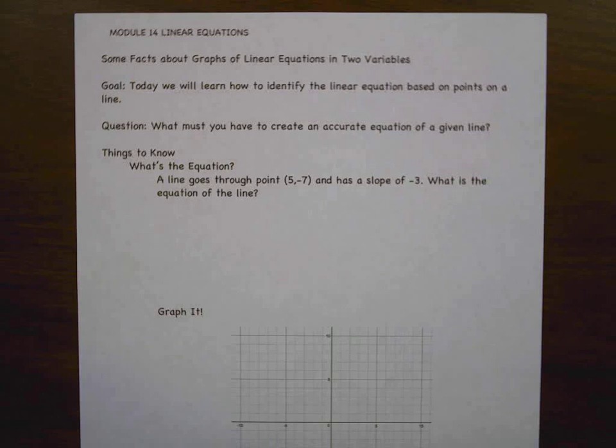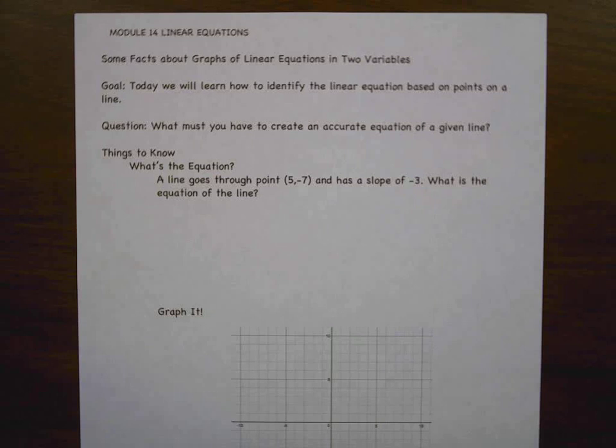This is lesson 21, and it is called Some Facts About Graphs of Linear Equations in Two Variables. Our goal for today is we will learn how to identify the linear equation based on points on a line. The question that I want you to think about in this lesson is, what must you have to create an accurate equation of a given line?